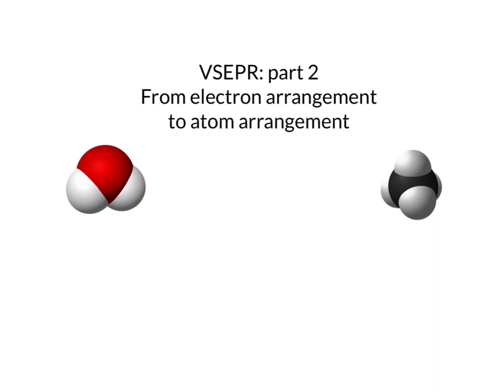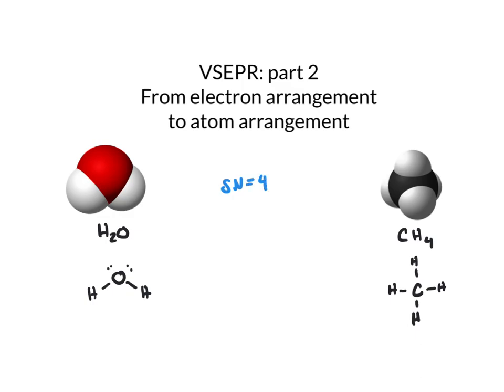Pictured here are two molecules, water, H2O, and methane, CH4. If we draw the Lewis structures of these molecules, we can see that each of them has a steric number of 4. There are 4 places where I am arranging electrons around the central atom. So if they both have a steric number of 4, then we would expect them to have the same shape. But they clearly don't have the same shape.